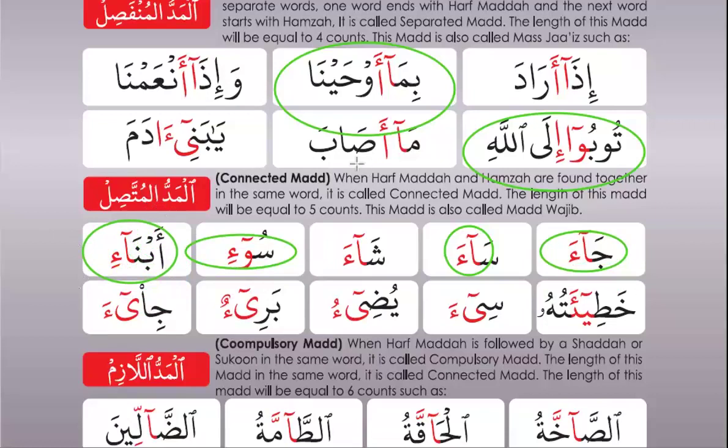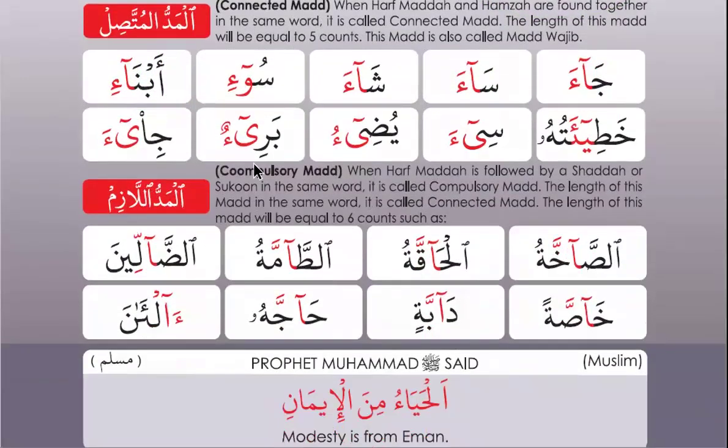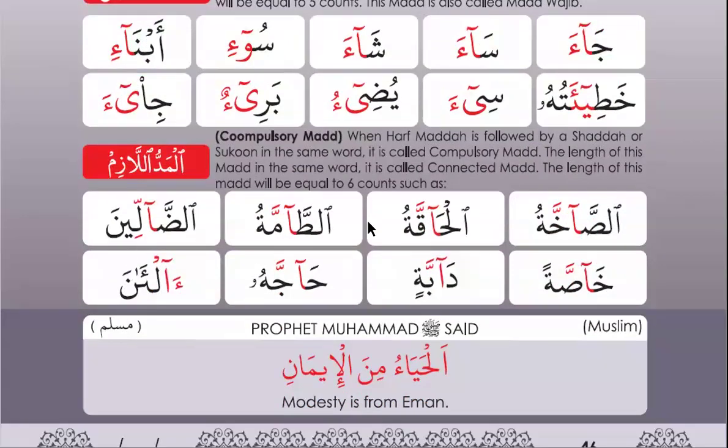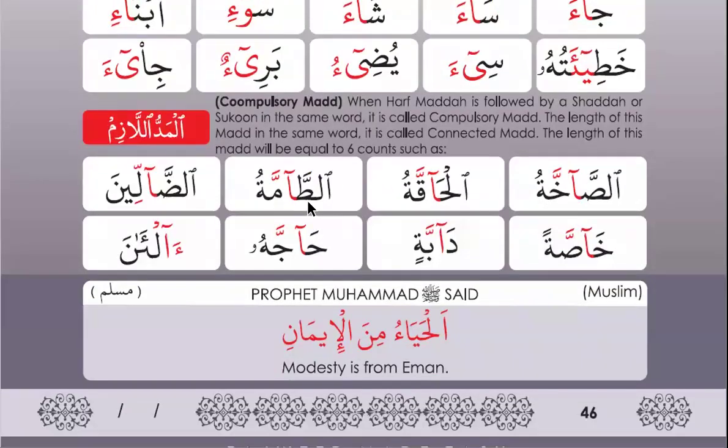So try and let that sink in for a second. And then when it comes to med lazim, it is in the same word, but there is a shadda after the med sign or the med letter.